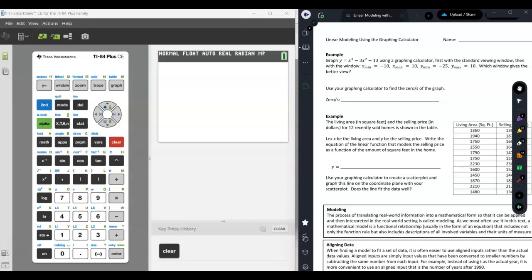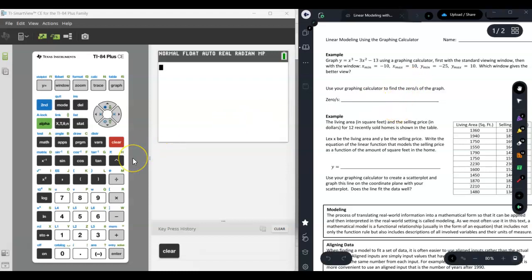We want to use the TI-84 calculator to graph this equation, y equals x cubed minus 3x squared minus 13. We're going to do this first with the standard viewing window, and then we're going to alter the viewing window and look at which one gives us a better view. And then we're going to use the calculator to calculate the zeros of this graph.